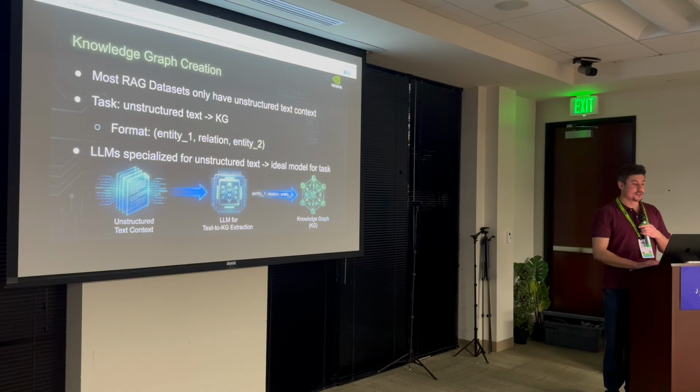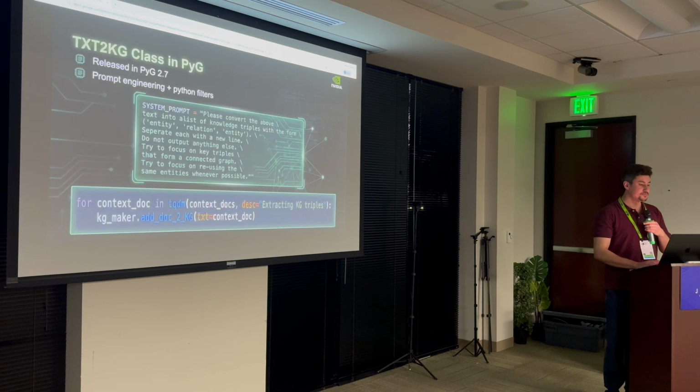Most RAG datasets only have unstructured text context. As such, there is often an additional task where we must convert unstructured text into a knowledge graph. Our existing PyG framework uses the simple KG format of triples of entity, relation, entity. As mentioned before, LLMs are specialized for handling unstructured text, so they are the ideal model for this task.